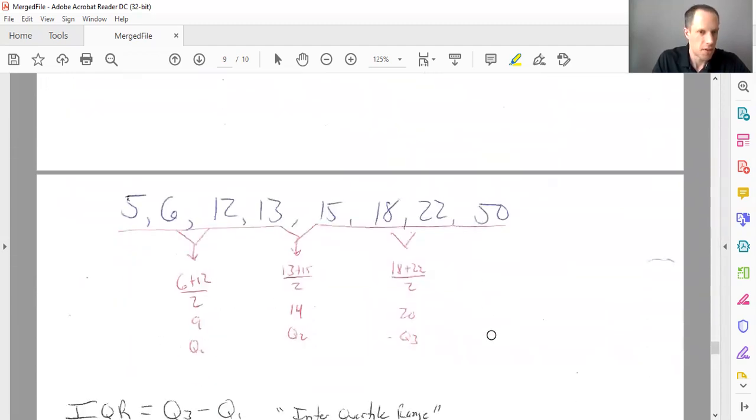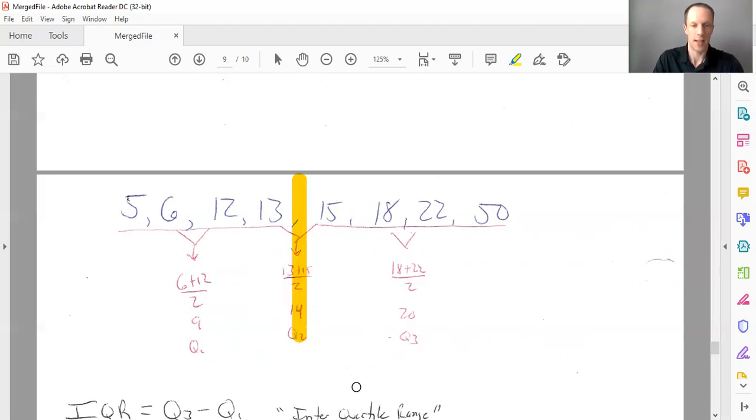Here's another data set. Remember, sometimes when you find medians, especially if there's an even number of numbers, you have to average 2 numbers together. So if this is our data, notice it's in order. Okay, I can find the median by taking these 2 numbers in the middle, 13 and 15, adding them up and dividing by 2. That gives me 14. So my Q2 value is 14, which is right in the middle of the 13 and the 15.